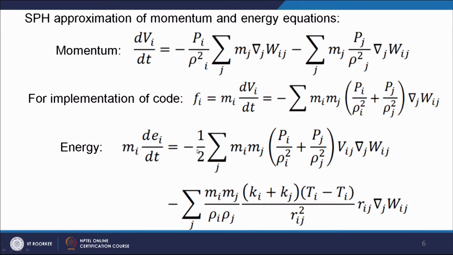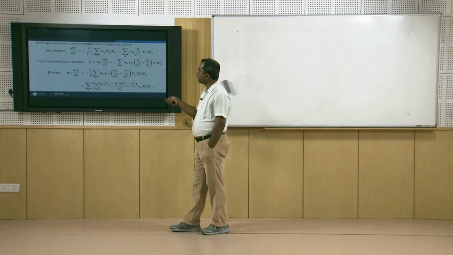Okay. Similarly, the energy equation can be written. So, this is your energy equation part. In the left hand side we are having the temporal variation of the energy and in the right hand side we are having minus half summation of mi mj, pi by rho i square plus pj by rho j square, into Vij and then the derivative over the W. Okay. Minus, this one is for the conduction term. So, we are having Ki plus Kj by Rij, multiplied by Ti minus Tj, Rij into the derivative of Wij. Okay. So, this is the final momentum equation, and this is the final energy equation.